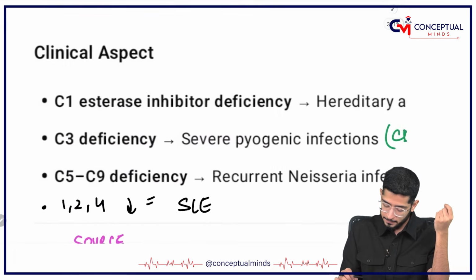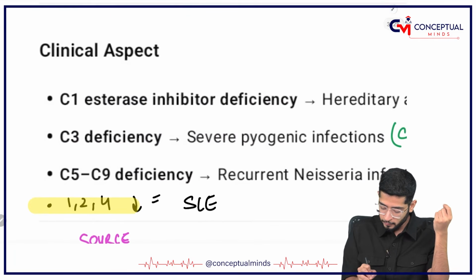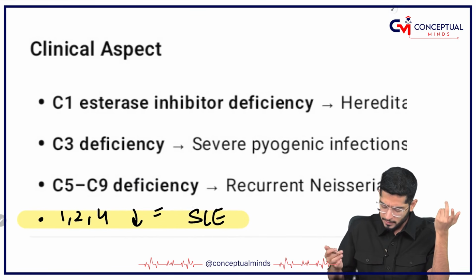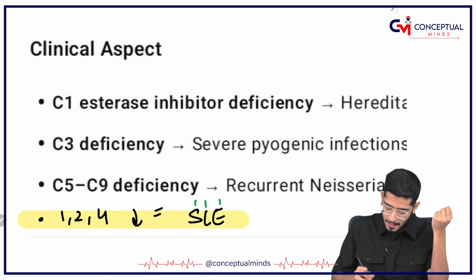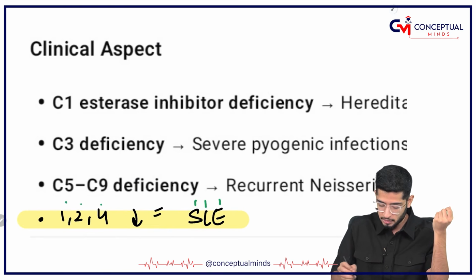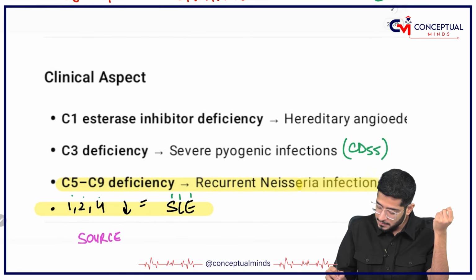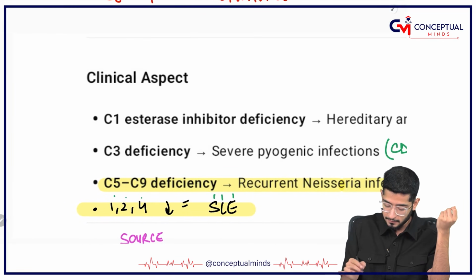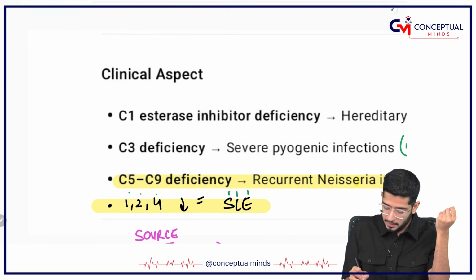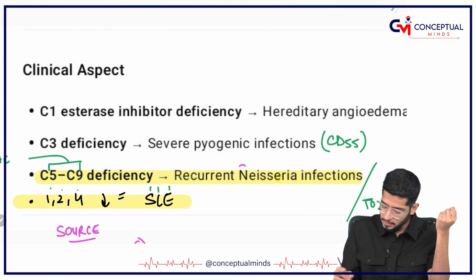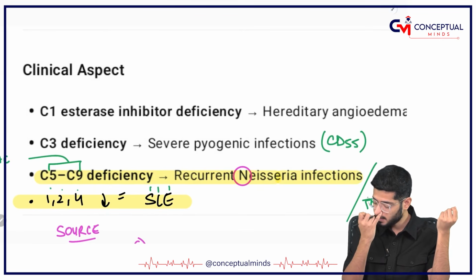Coming on to the last part, please remember, if C1, C2 and C4 are decreased, the condition likely to be is SLE. Okay, very simple, 1, 2, 3 alphabets, and there are 3 complements which are deficient. If your membrane attacking complex is not functioning, that is responsible for recurrent Neisseria infection. Very easy to remember. C5b to C9 is a membrane attacking complex, and please understand that M and N go together. So if MAC is deficient, it leads to what? It leads to Neisseria infection.